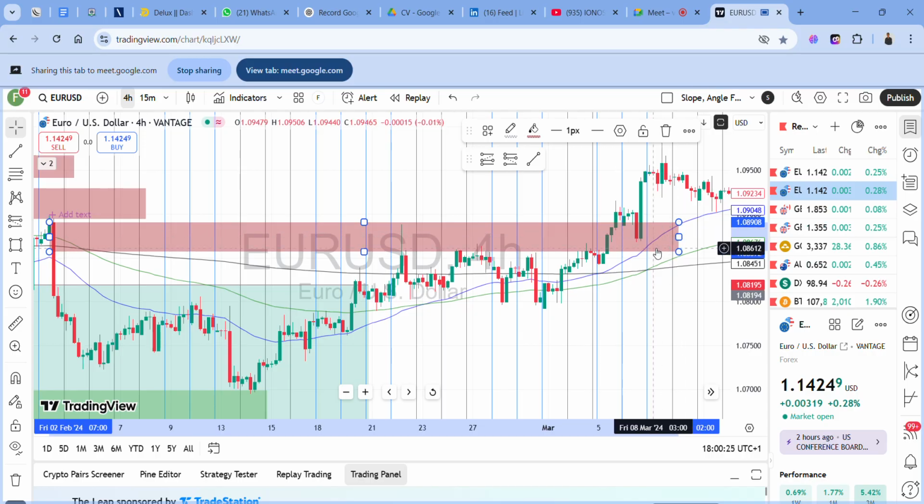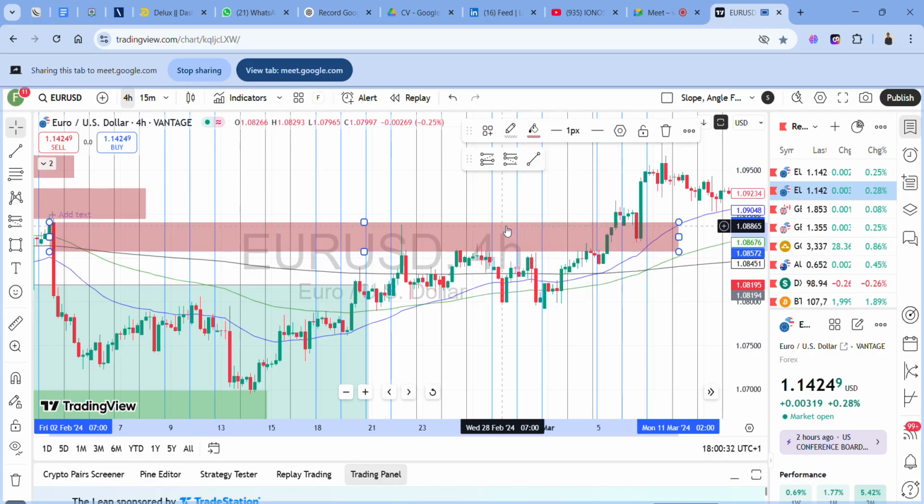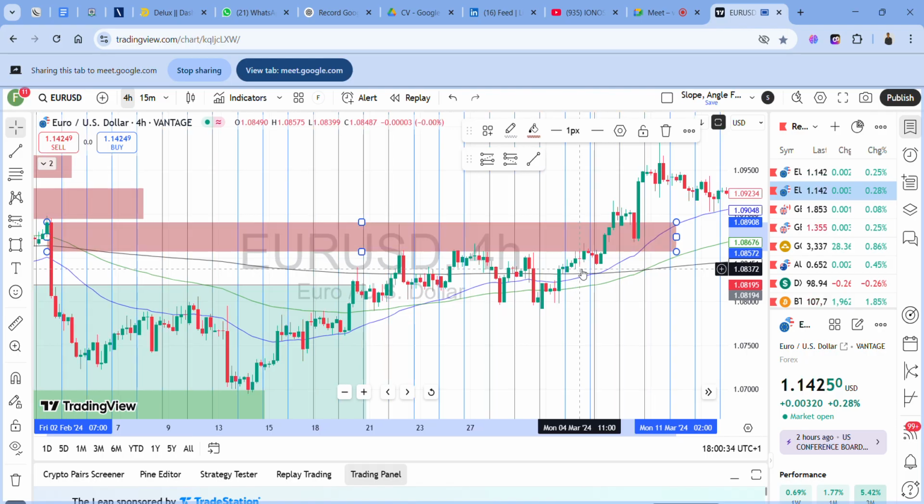This is no longer a resistance or a supply level. You could call it now a confirmation to buy at this zone. All right, you could take your buy trade from this zone, long trade.